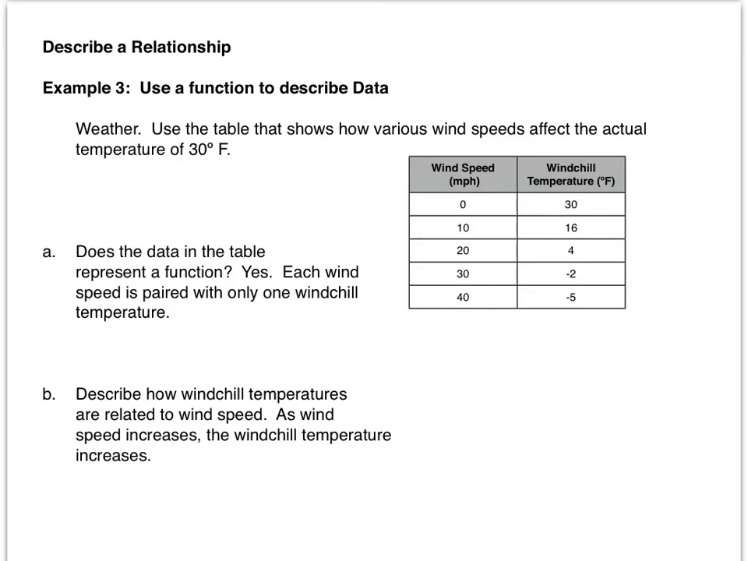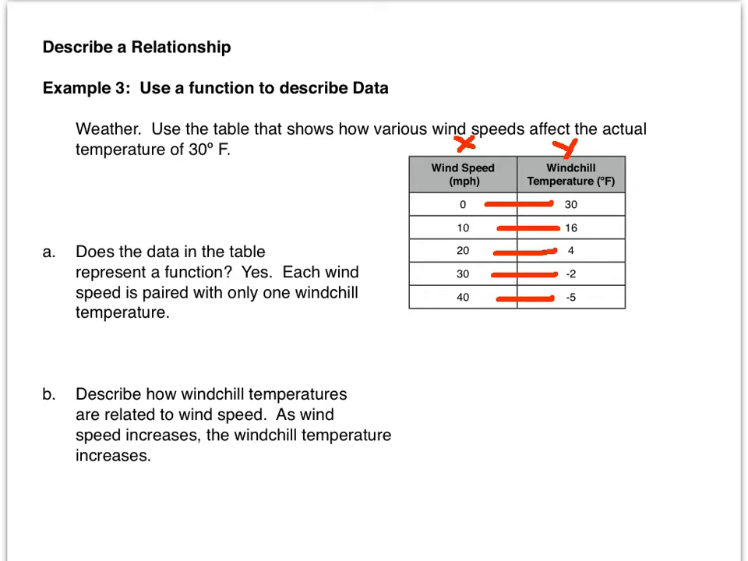In letter A, it says, does the data in the table represent a function? Well, yes, it does, because each wind speed is paired with exactly one wind chill. So, in other words, none of the numbers in our domain are the same. They're each paired with exactly one member of the range.